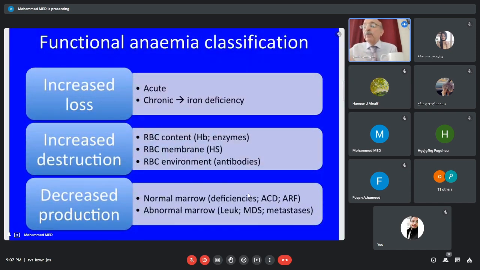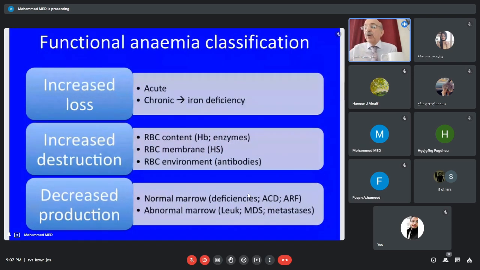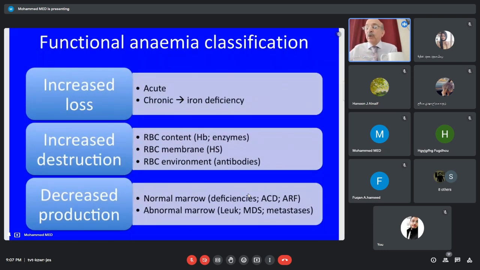But the bone marrow can be affected by many diseases like myelofibrosis, which causes fibrosis of the bone marrow. Carcinomas can metastasize to the bone marrow and destroy most of the bone marrow, and this can cause hypoplastic anemia. And sometimes hypoplastic anemia is idiopathic. Idiopathic means no obvious cause.